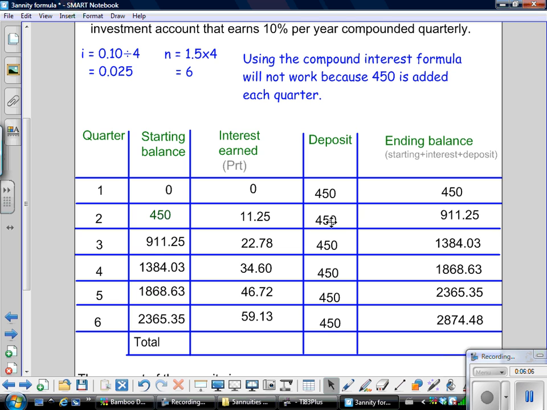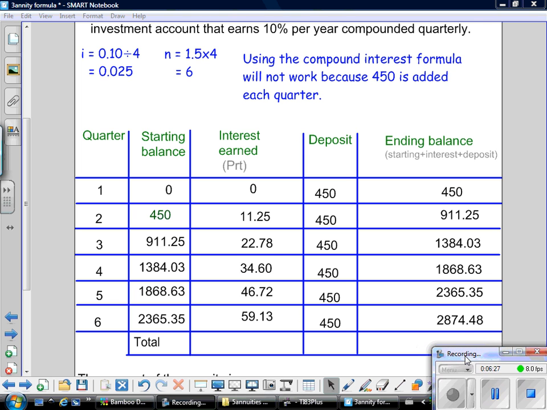And I've added how many $450 then? One, two, three, four, five. So normally you would think that you could take that amount and multiply it by this, and you would get 59? Well, you would get 55. I'm getting 59. So you can see that it doesn't work out exactly the same way as if we were just using the compound interest formula.